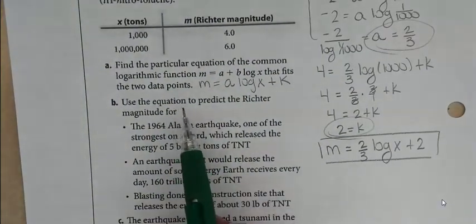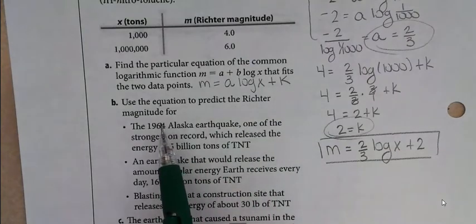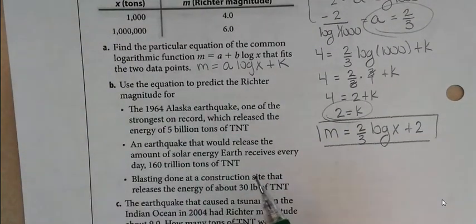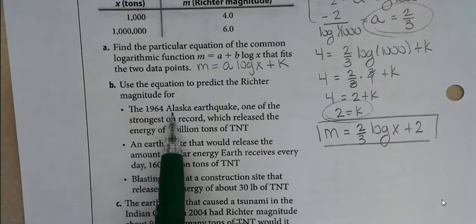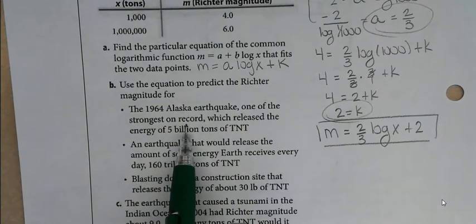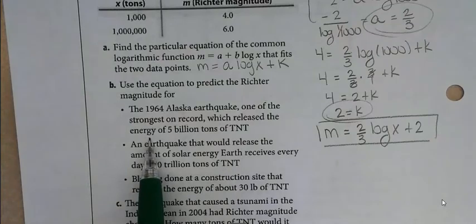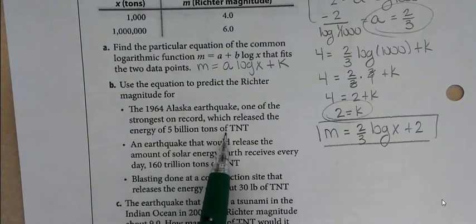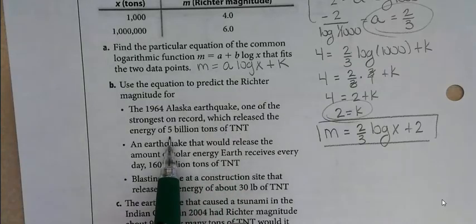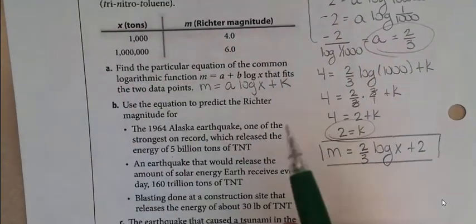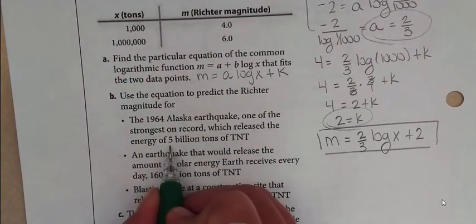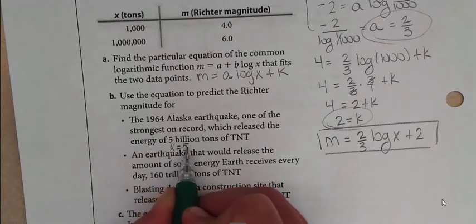So use the equation to predict the Richter magnitude for, and we got a few different earthquakes happening here, and one of them I think was just a blasting of TNT. So let's see, the 1964 Alaska earthquake, one of the strongest on record, which released the energy of 5 billion tons of TNT. Okay, so is that going to be an input or an output? Tons of TNT is my input, so I'm going to input x being 5 billion.